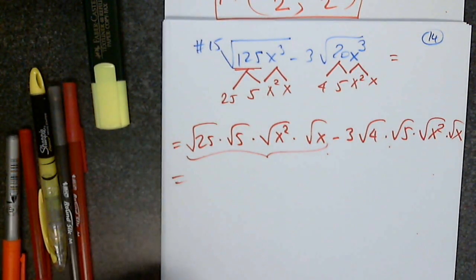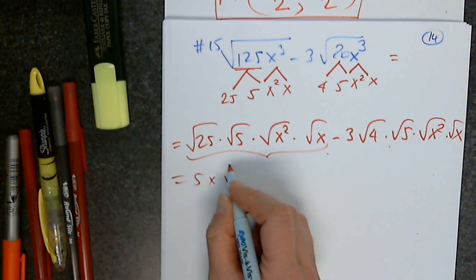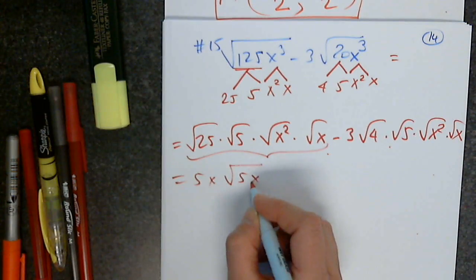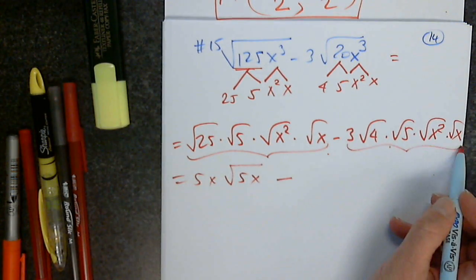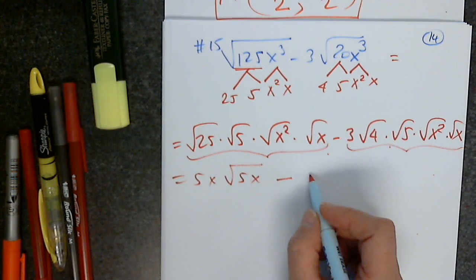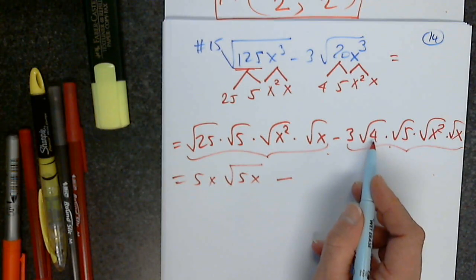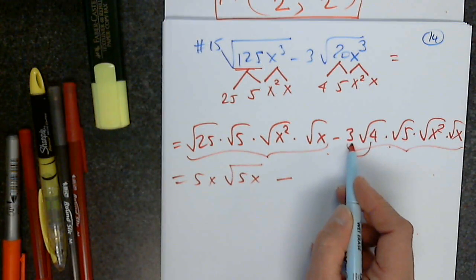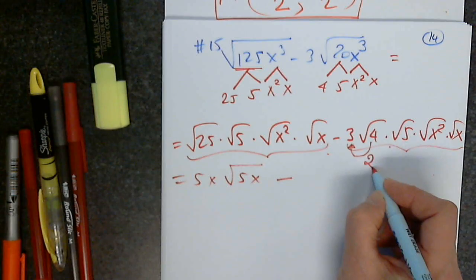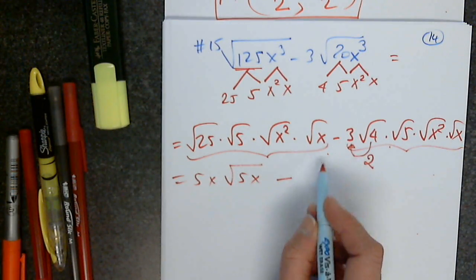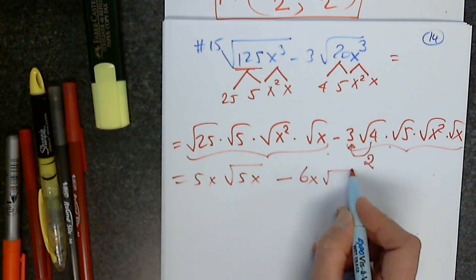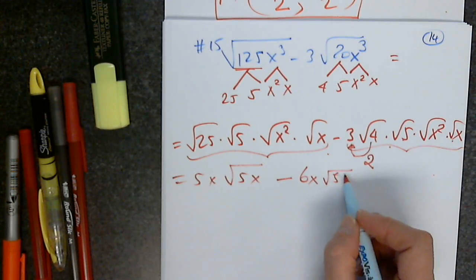Assuming all variables are positive. Otherwise, I need absolute value. The square root of... Very good. Minus. Now this. 2 from here, multiply by 3. 2 multiplied by 3 in front. 6x, the square root of 5x.